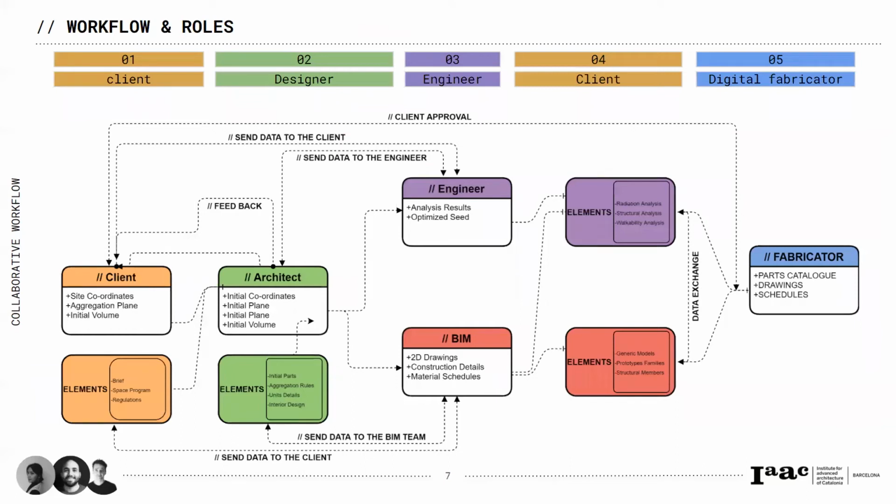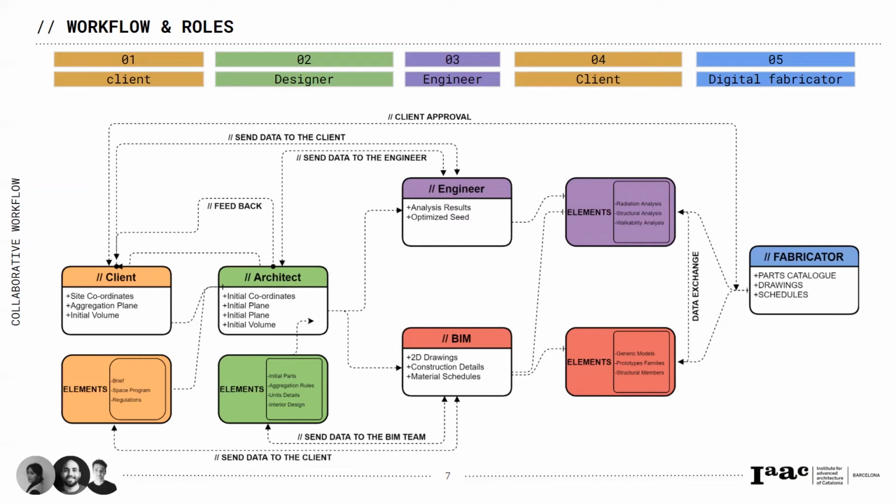So here is a diagram of the workflow and the roles in our Speckle stream. We have the client, the designer, the engineer, and the digital fabricator. So the client here would give us site information and aggregation numbers of different units that they would require in the initial volume and the constraints, which then goes on to the architect to aggregate these in terms of design and in terms of the aesthetic and the looks.